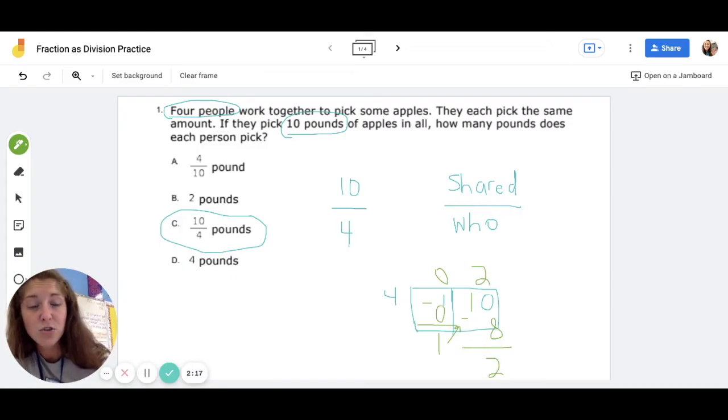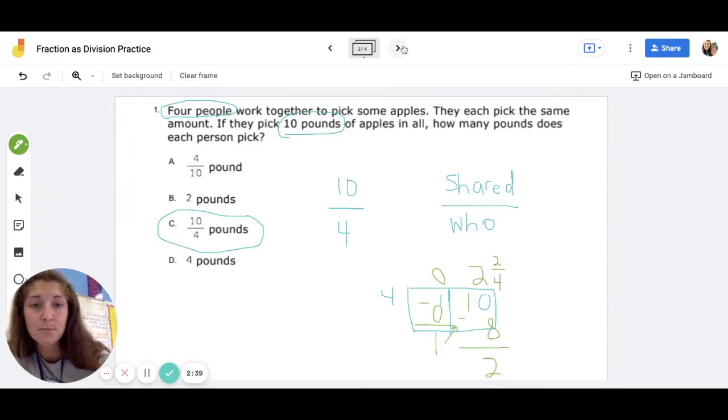Now, here's where it gets tricky. I can actually make a mixed number from this division problem. And I can do that by making this my numerator because it's my leftover, it's my remainder. So this becomes my numerator, and my denominator stays the same, which is 4. So they actually picked 2 2/4 pounds each of apples.